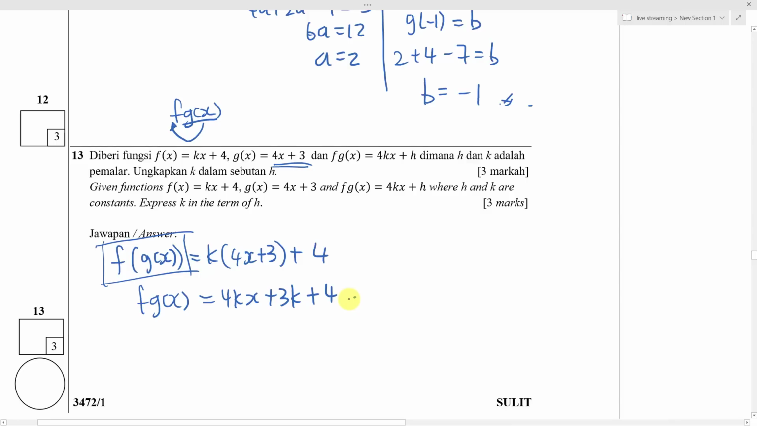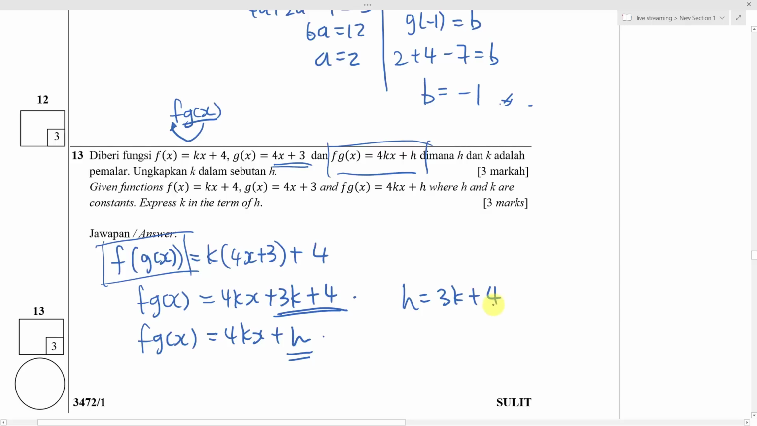Alright, this is what I get after I do it myself. I have another fgx over here, right? So I write down fgx equals to 4kx plus h. By comparing over here, you should know these two should be the same, because both have 4kx, so I could say h equals to 3k plus 4. But the question wants k instead of h, so I need to move things around. h minus 4 equals 3k. So k equals to h minus 4 over 3. Done. Alright, it's not too hard. Basically, you need to substitute into each other.